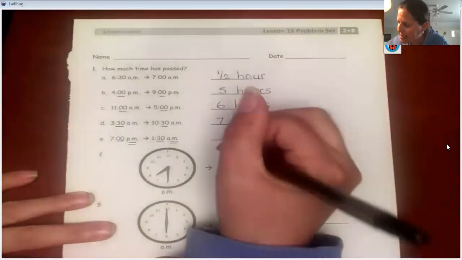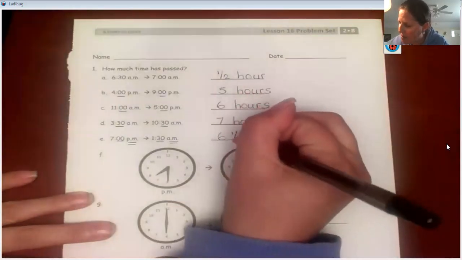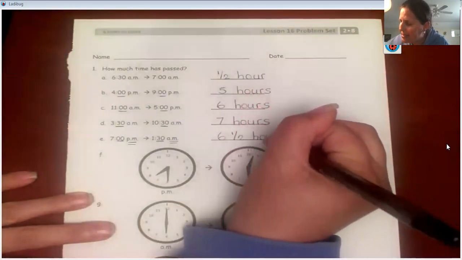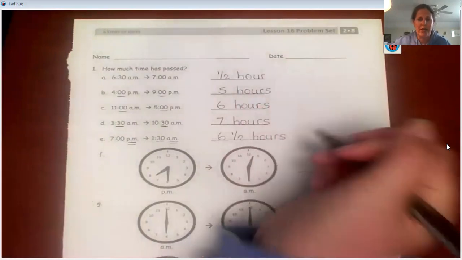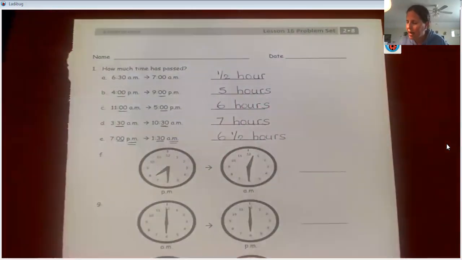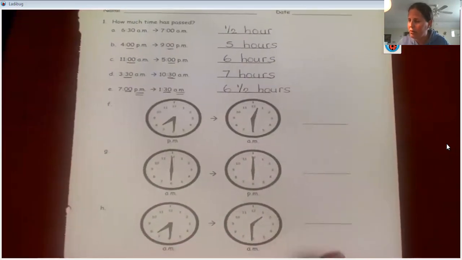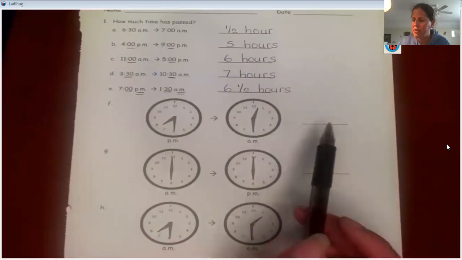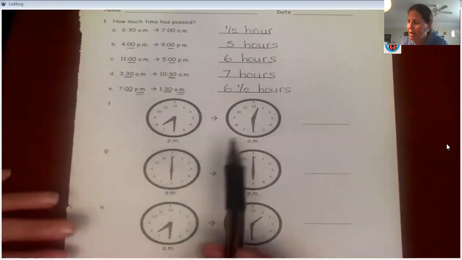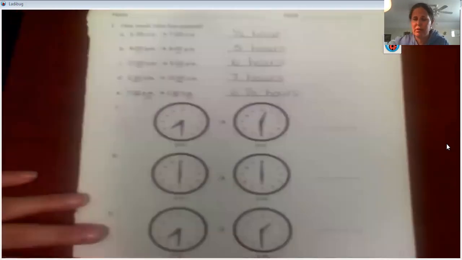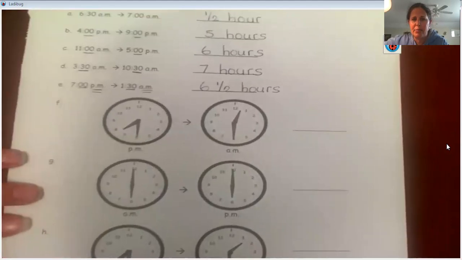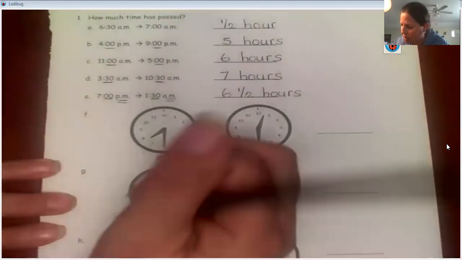So we could say 6.5 hours or 6 hours and 30 minutes. Now for F, G, and H, they want us to also find out how much time has passed, but the first thing we need to do is figure out what time is being shown on each clock.